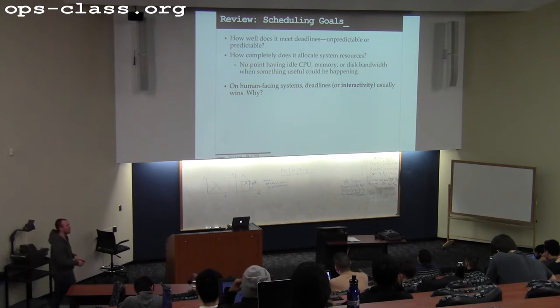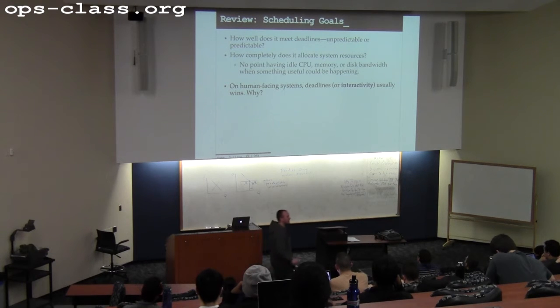Again, something seems to be going wrong on my machine. Why is that? On a human-facing system, we usually try to bias things toward interactivity as opposed to towards throughput, towards making best use of the resources on the system. Why is that?